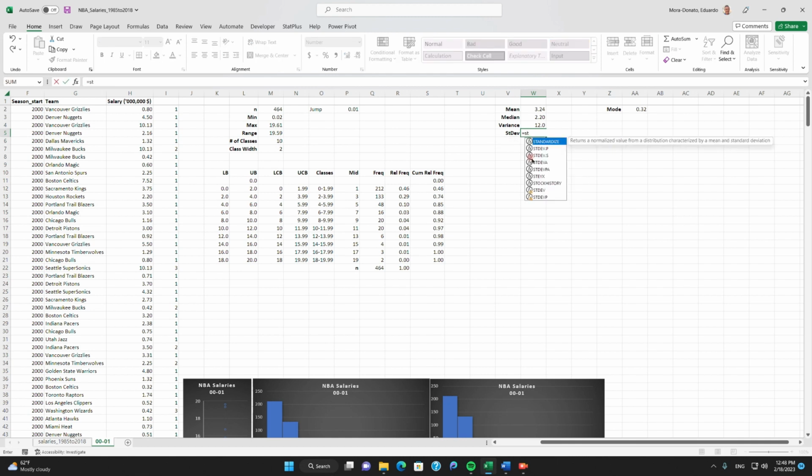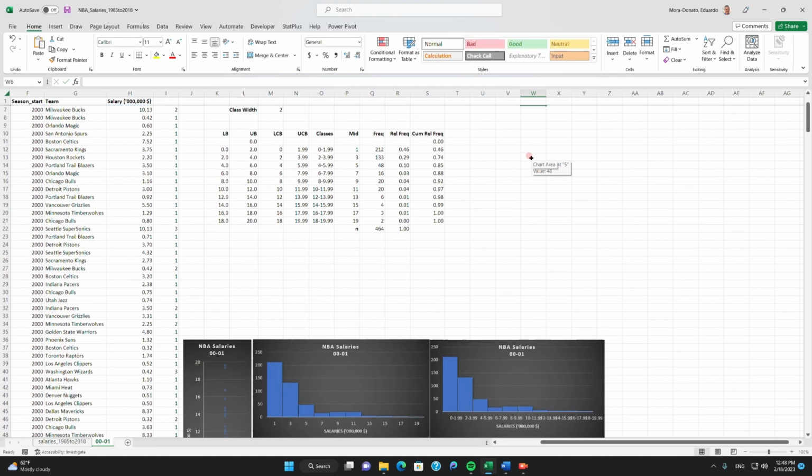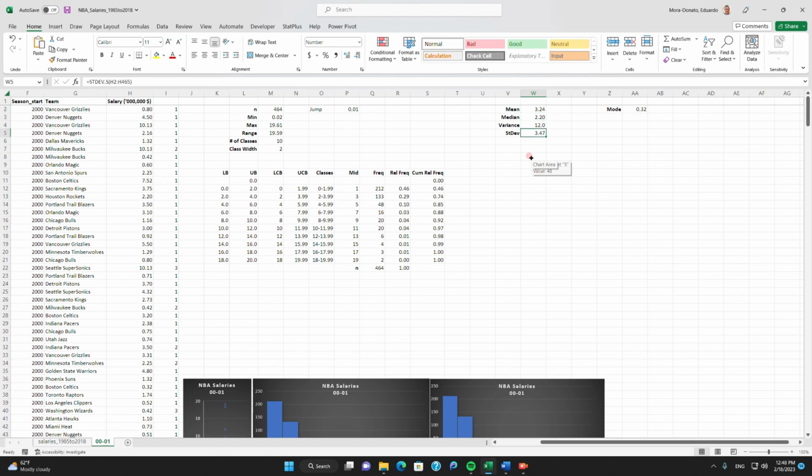I could calculate this directly. STDEV.S, and use the data. So same number, $3.47 million. All right, very good. So these are directly from the data.